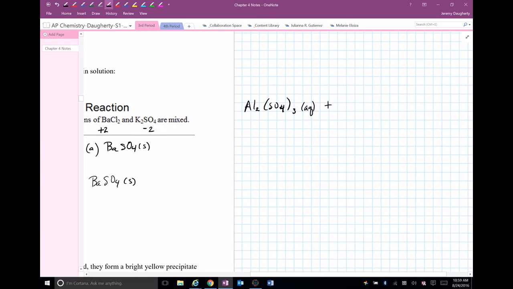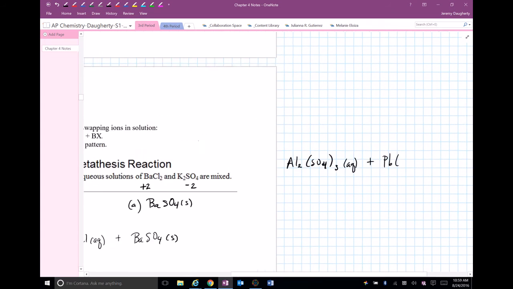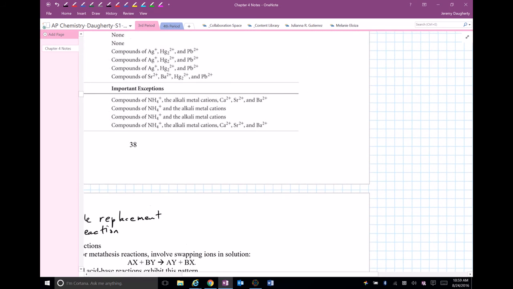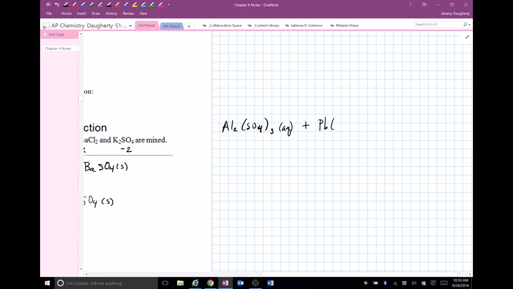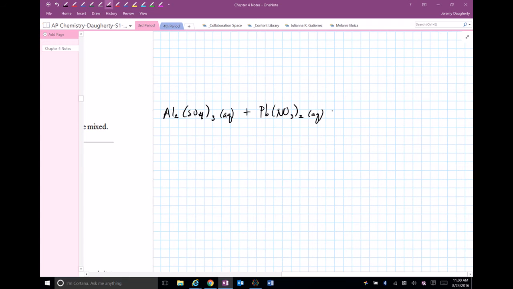And let's mix that with lead-2 nitrate. Is that right? Let's see. Yeah, that'll work. So let's mix that with lead-2 nitrate. Okay. So again, this is going to be a double replacement reaction. So we've got a one-way arrow. The aluminum is going to get with the nitrate. The lead is going to get with the sulfate.